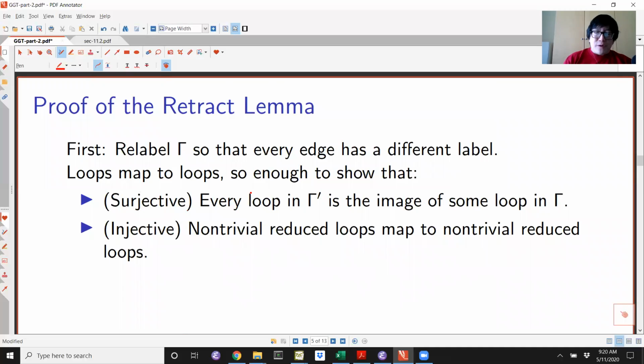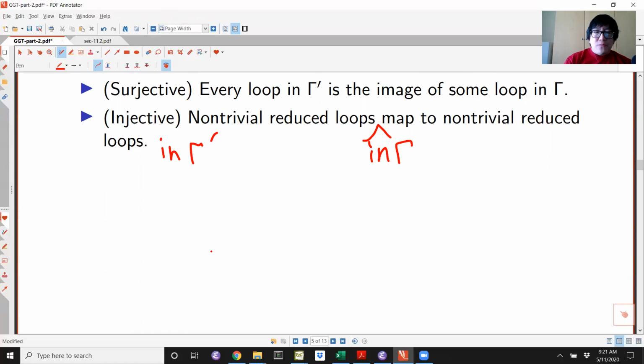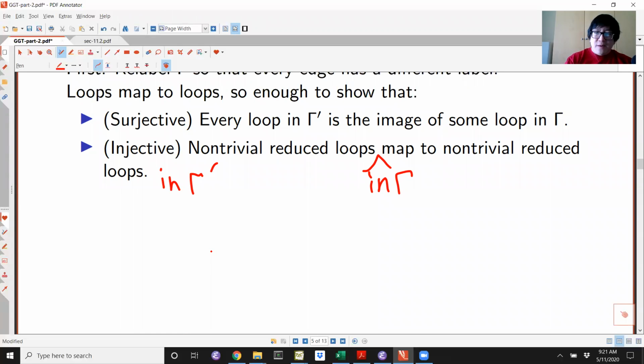So we want to show that every loop in gamma prime is the image of some loop in gamma, comes from something in gamma, and injective: a non-trivial reduced loop maps to a non-trivial reduced loop. I should say where: non-trivial reduced loops in gamma map to non-trivial reduced loops in gamma prime. There we go.